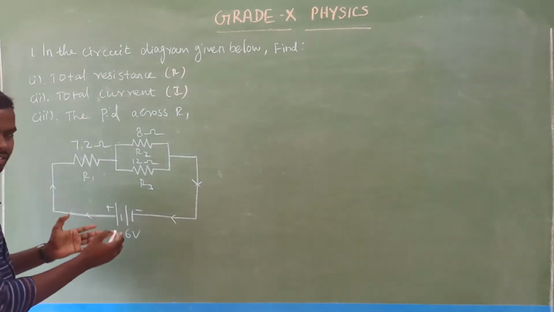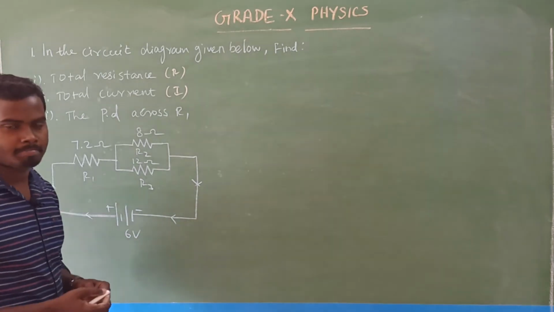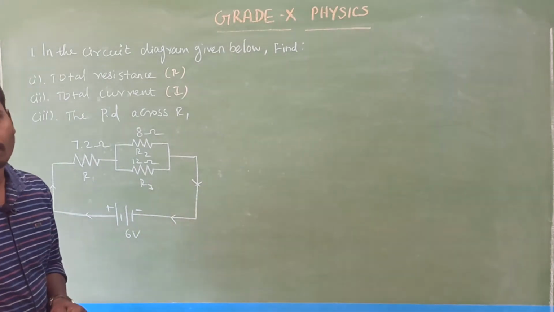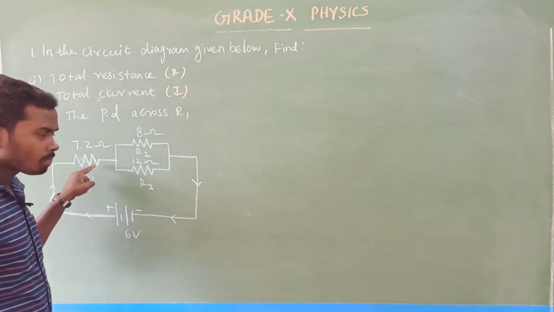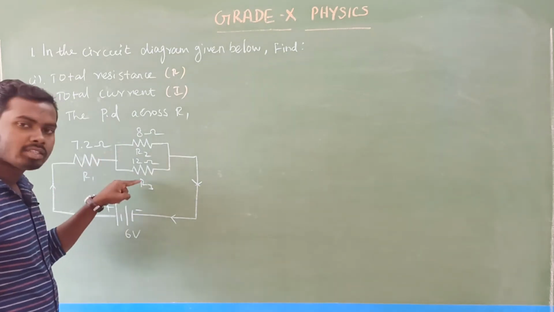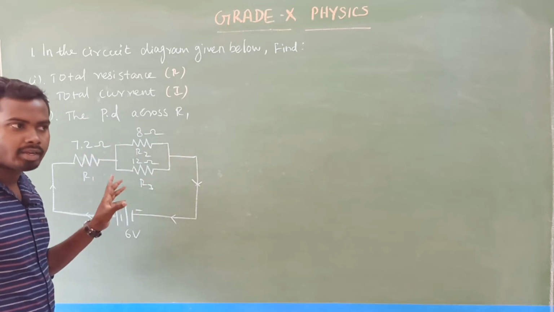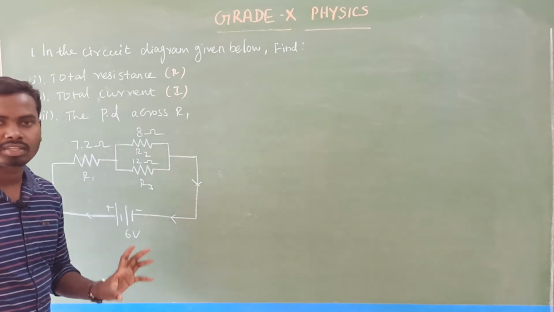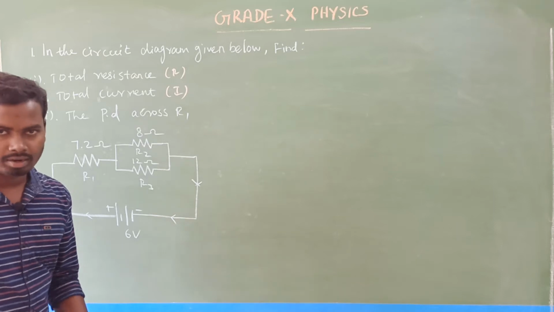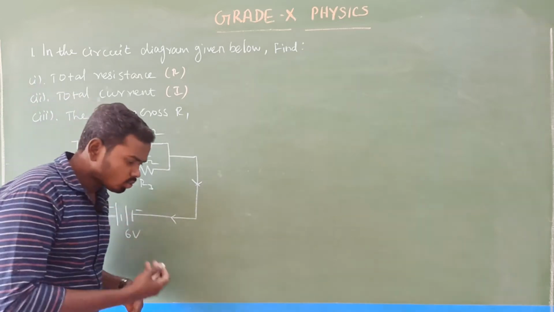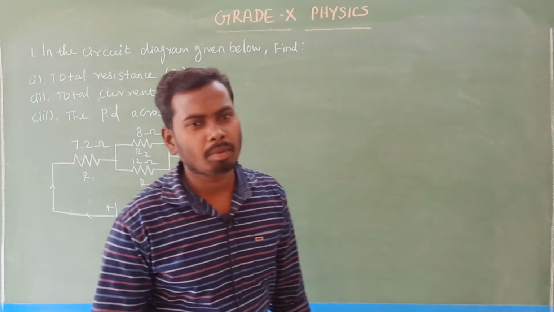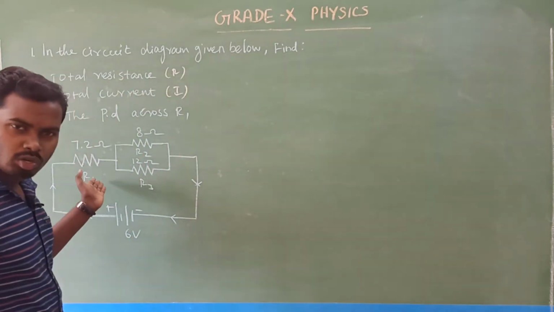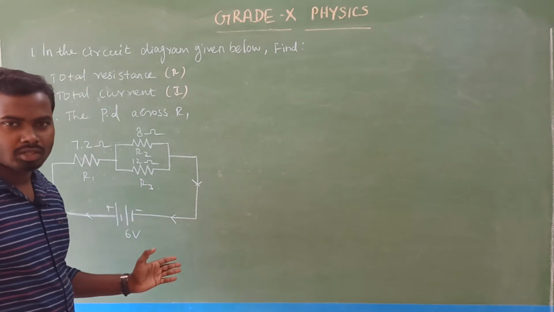So this is a mixed combination of resistances. Why, sir? Because a series circuit is there as well as a parallel combination. That is the reason why it is a mixed combination of resistances. Is that clear? Sir, how can we make this type of numerical, because a series circuit also is there, parallel circuit also is there? How can we make this, sir?